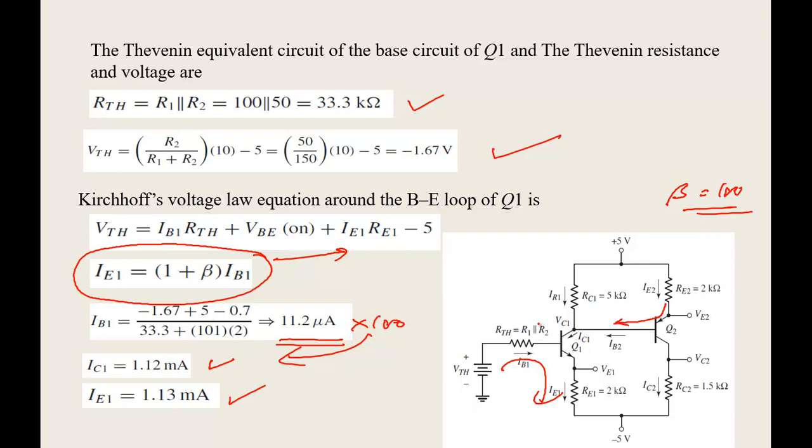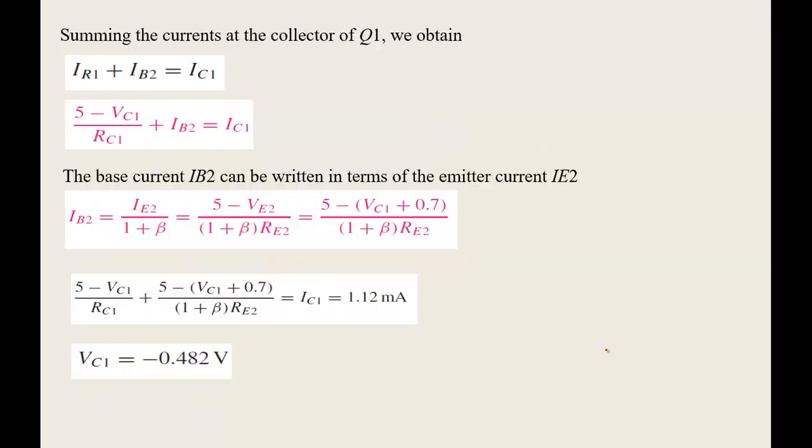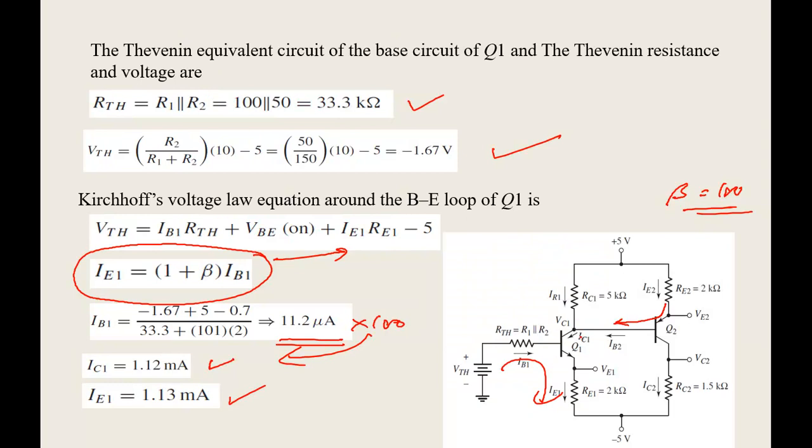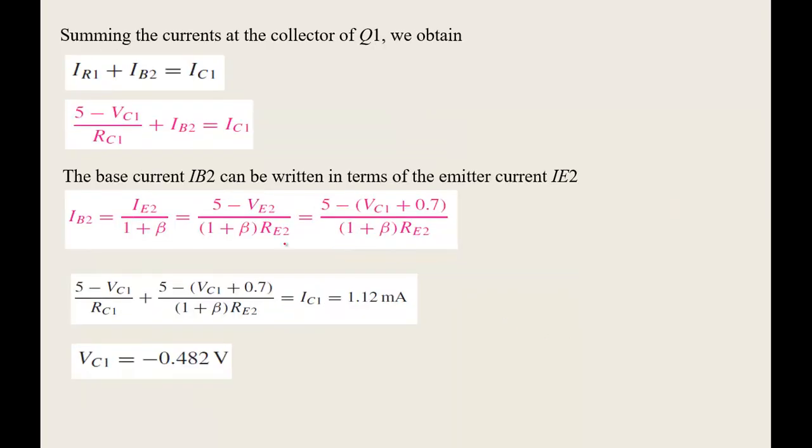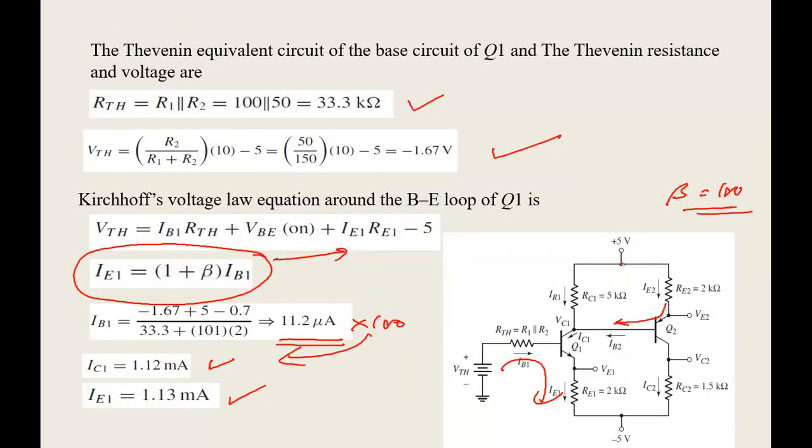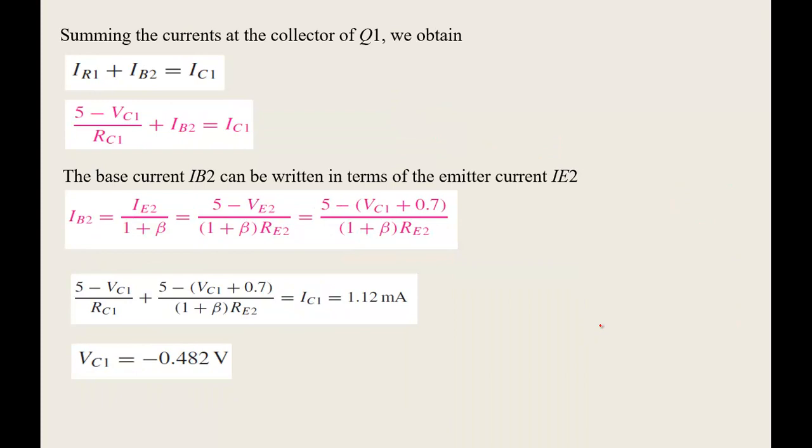So now the currents of your input transistor are all known here. Now how will you find the currents of your output transistor? That we'll see here. IR1 plus IB2 is equal to IC1, we know that. IR1 is very easy: 5 minus VC1 by RC1. VC1 is also not known, sorry. So 5 minus VC1 by RC1 plus IB2 is equal to IC1 basically.